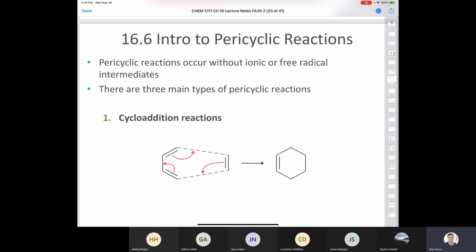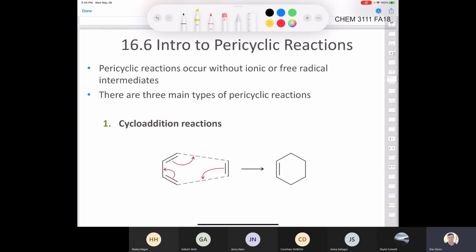But up till now, every reaction that we've looked at has usually been an ionic mechanism, and then some free radical mechanisms as well. But pericyclic reactions occur without any ionic or any free radical intermediate. So there's three main types of pericyclic reactions. You can imagine that next we're going to look at what the three types are. So three main types of pericyclic reactions.